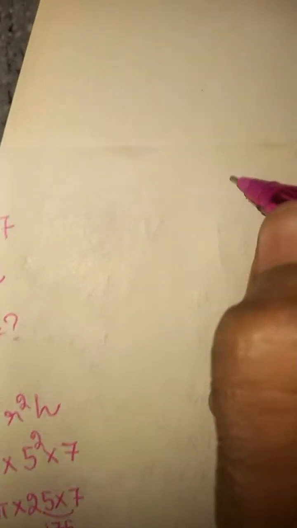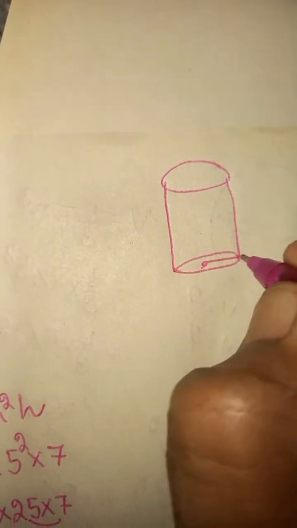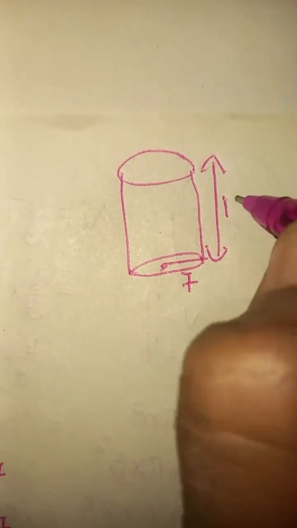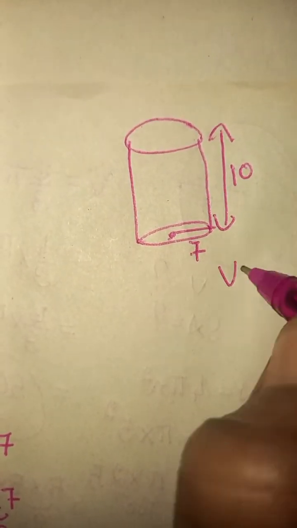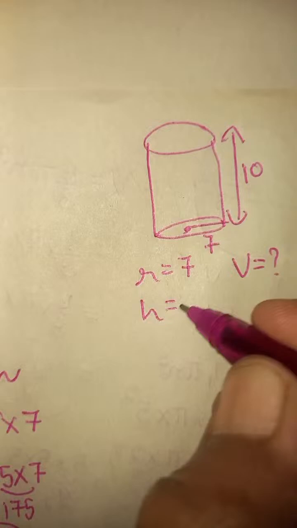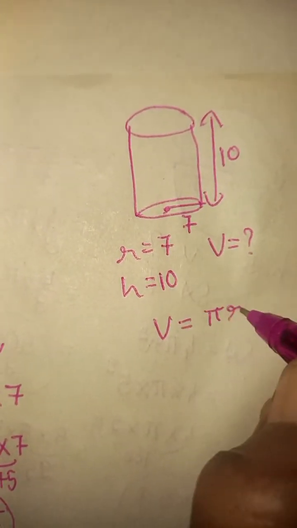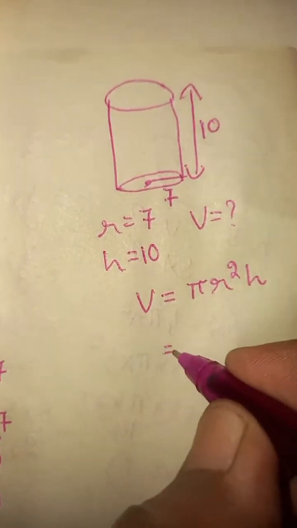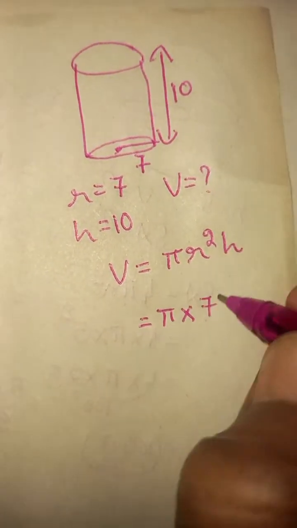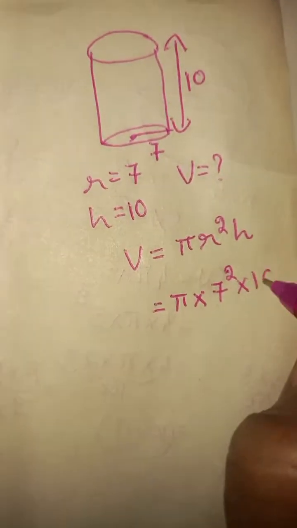Let's take one more cylinder. In this cylinder they have given the radius as 7 units and the perpendicular height as 10 units. Here also you need to find out what's the volume. The volume of a cylinder is pi r square h. So you get pi times 7 square, since the radius is 7 units, times the perpendicular height, which is 10 units.